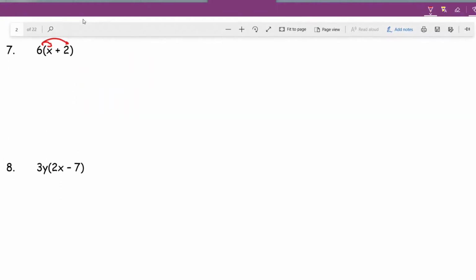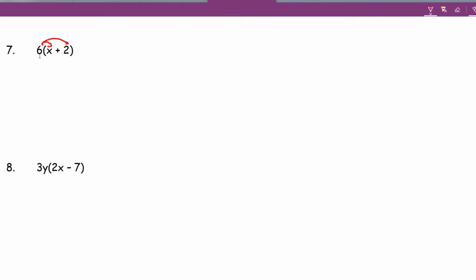All right, question 7, straightforward. 6 times x, 6x, and 6 times 2 is 12. Now the sign between them is plus, so that's going to be a plus 12. Job done. Okay.